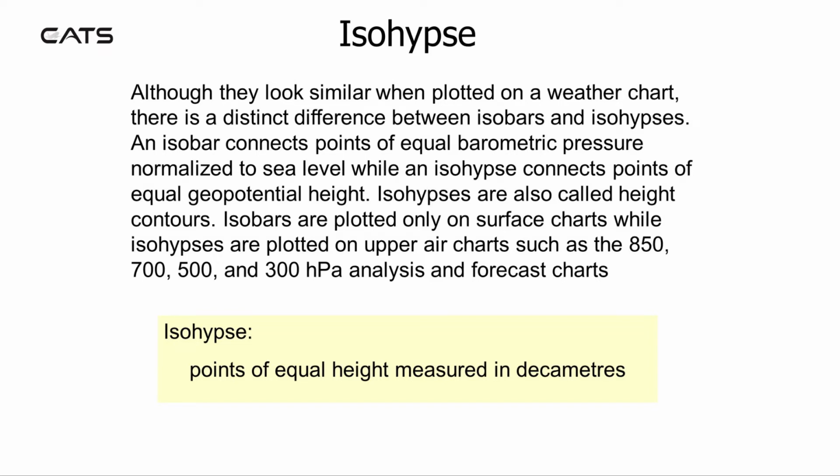Isobars are plotted only on surface charts, while isohypses are plotted on upper air charts such as the 850, 700, 500 and 300 hectopascal analysis and forecast charts. An isohypse is a point of equal height measured in decameters.